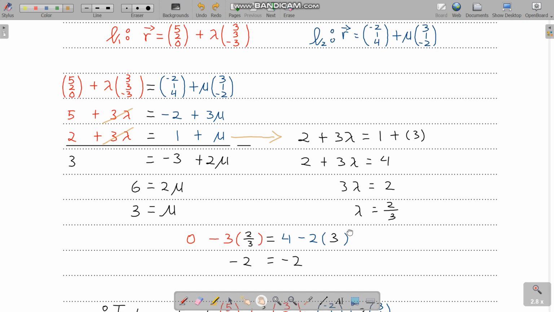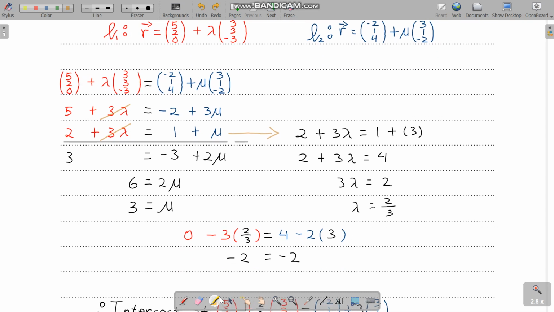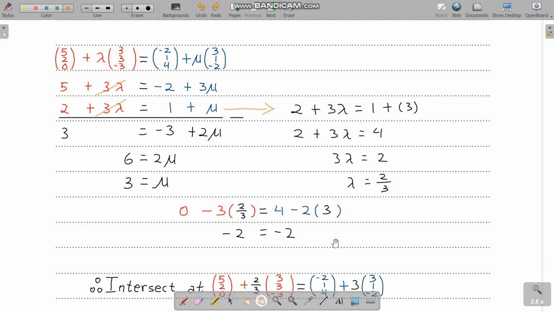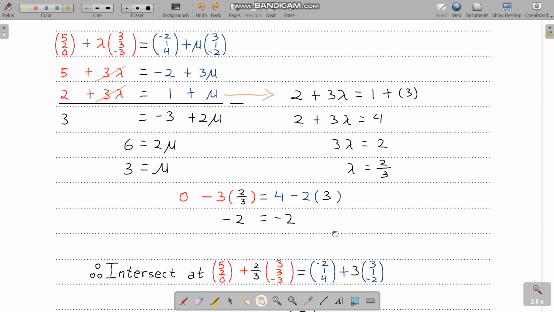So now we need to check. We have to make sure that when we plug into the third component, 0 minus 3 lambda equals 4 minus 2 mu, we plug in mu and lambda, we should get exactly the same thing on both sides. So now it checks. We do have the right values of mu and lambda when they intersect.